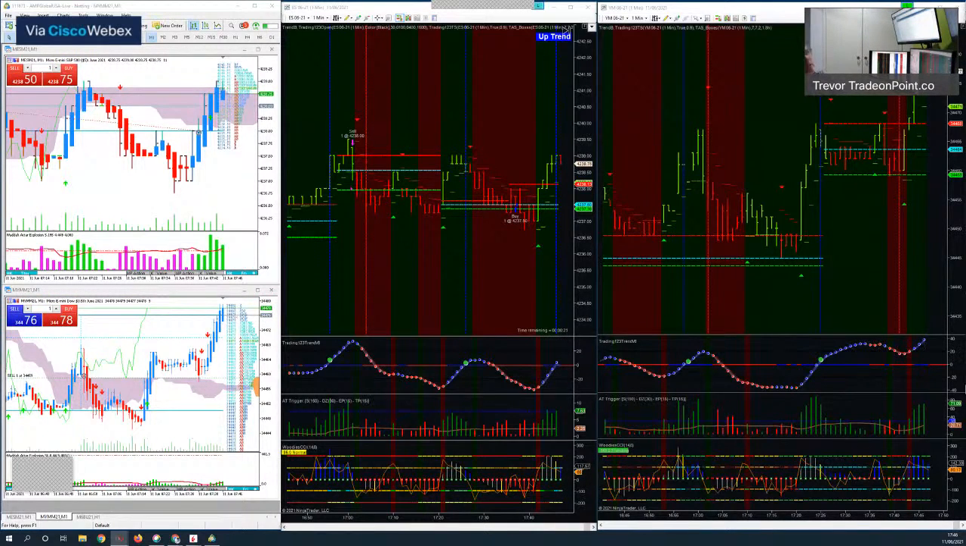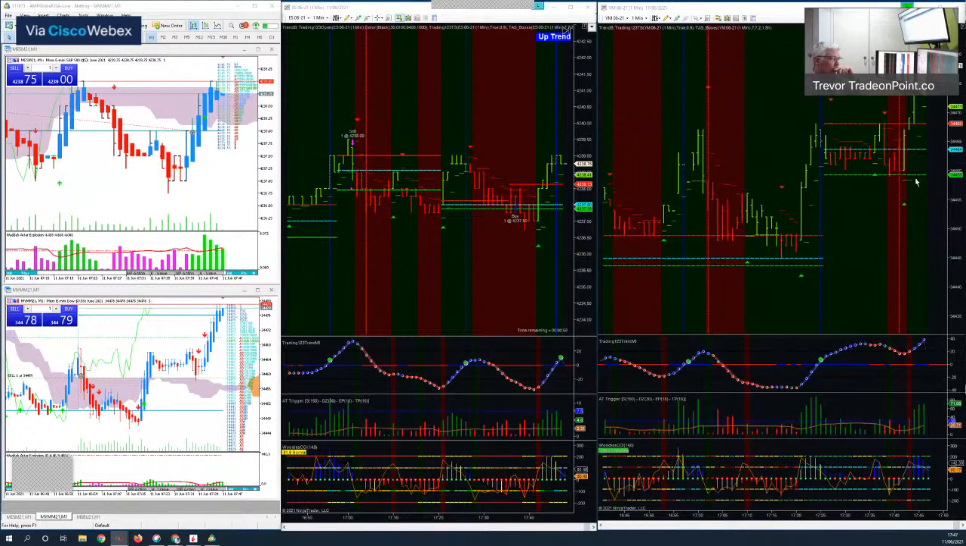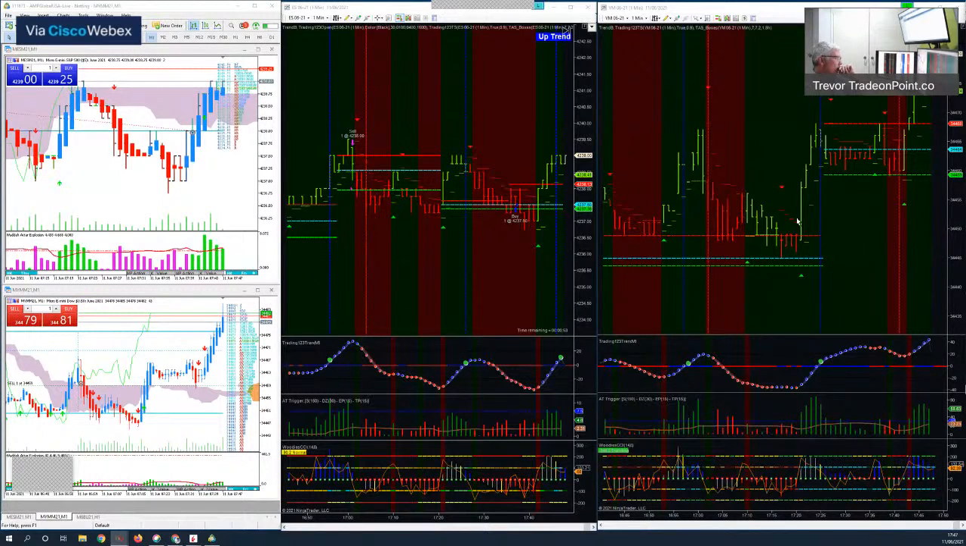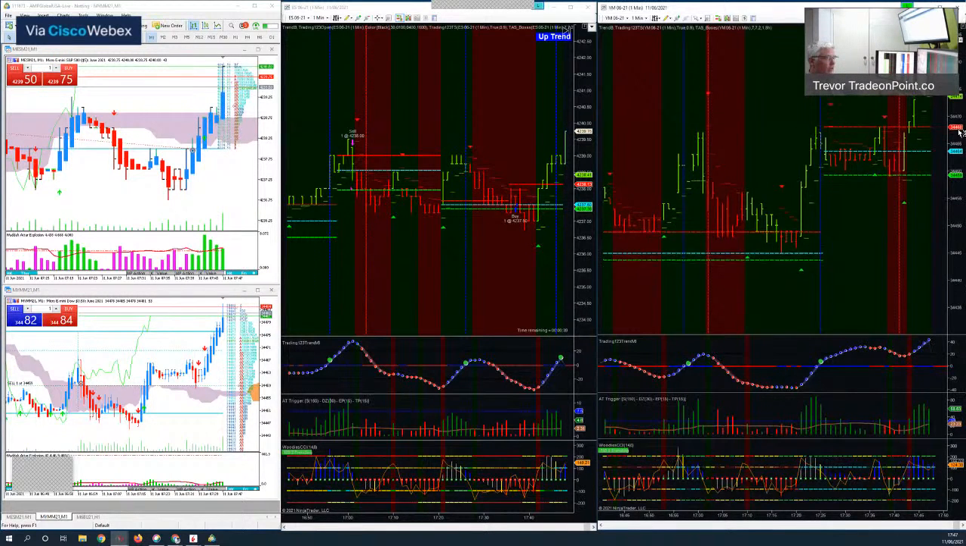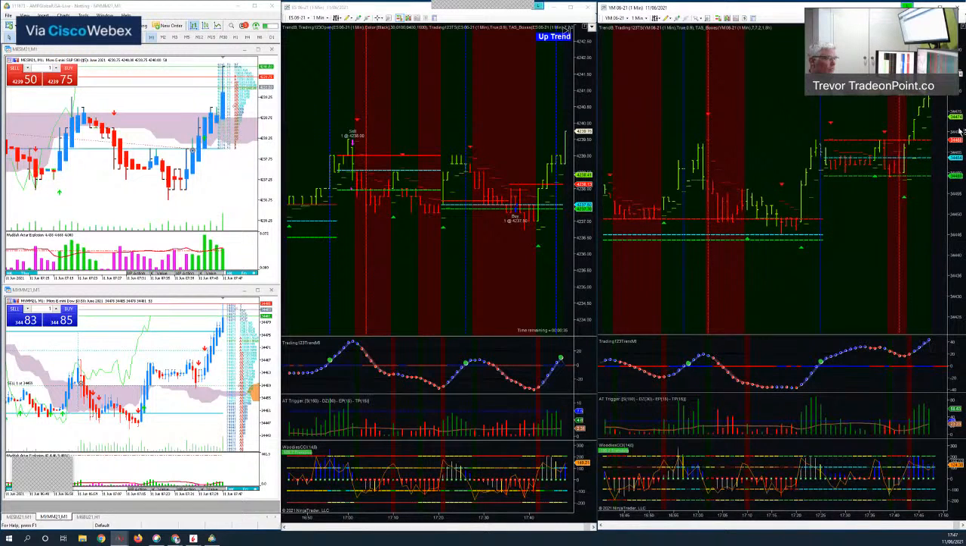The Isla candle's 42.79.5. So not far away from it, but it's going to be interesting to see if it breaks that high or not. It's really significant.